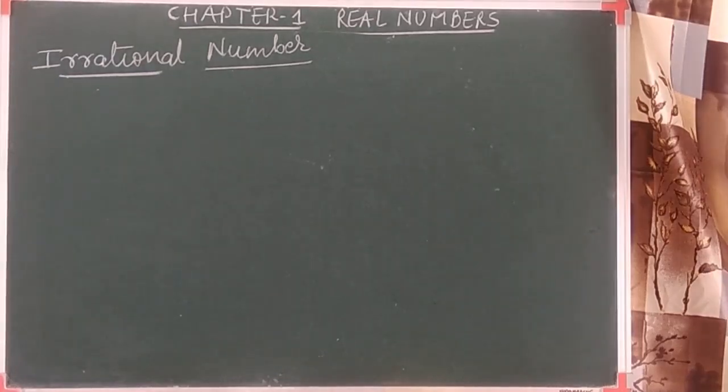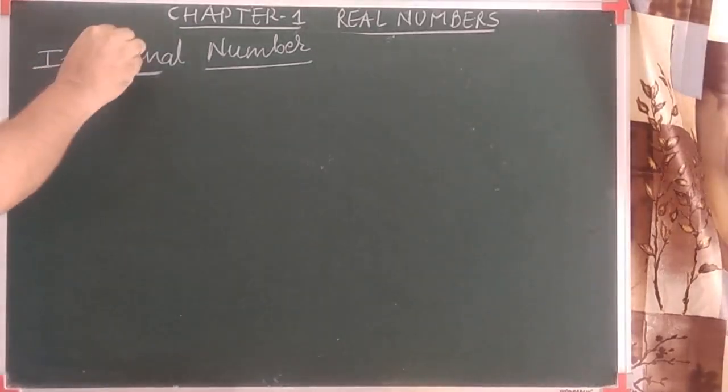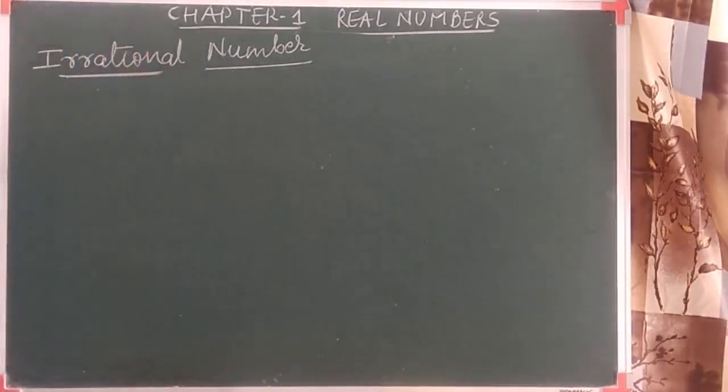Which numbers are considered to be irrational numbers? As we discuss the numbers which are not rational numbers, which kind of numbers are rational numbers? The numbers which are terminating, and the numbers which are non-terminating reoccurring numbers.